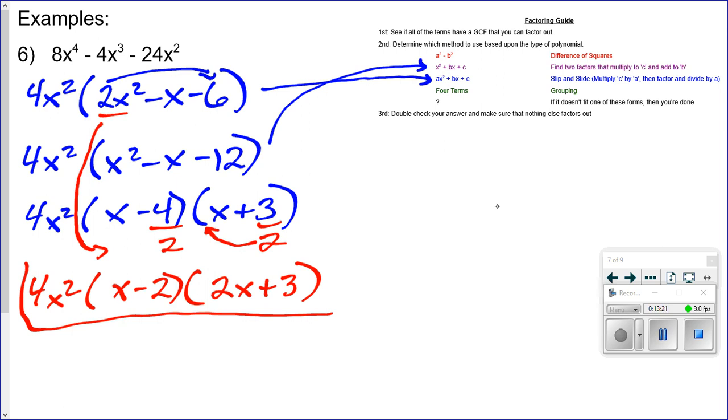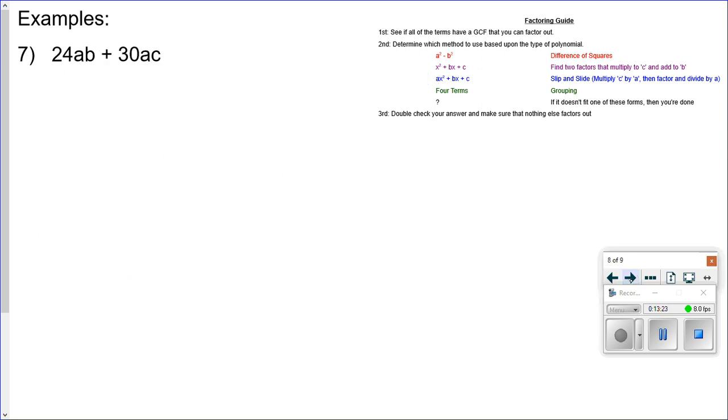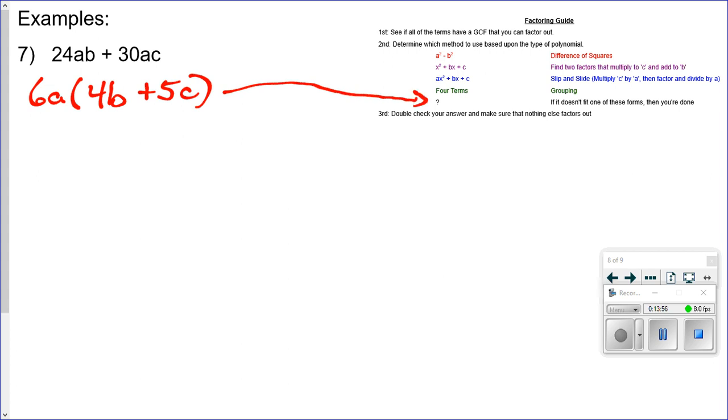All right, so I got 2 more examples for you. Let's look at this one. All right, so any common factors? Number-wise, it looks like I can factor out a 6. And variable-wise, I can factor out an a. So I'm going to factor out a 6a. So that leaves me with 4b plus 5c. And I look to see if that fits any of the forms. A lot of times people will think, well, that's a difference of squares. No, because that's a plus sign. So it doesn't fit any of my forms over here. So that means that we're done.